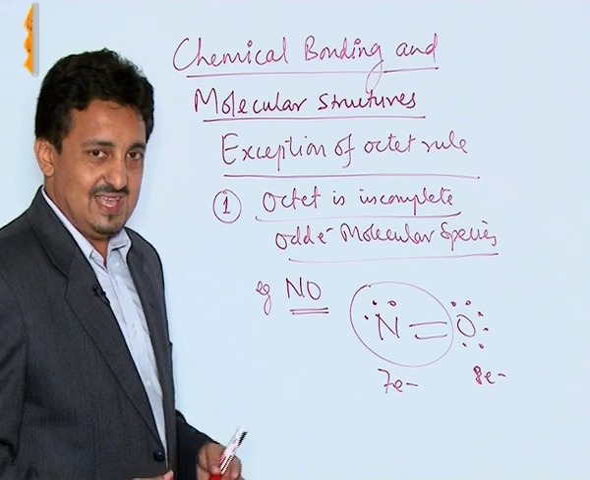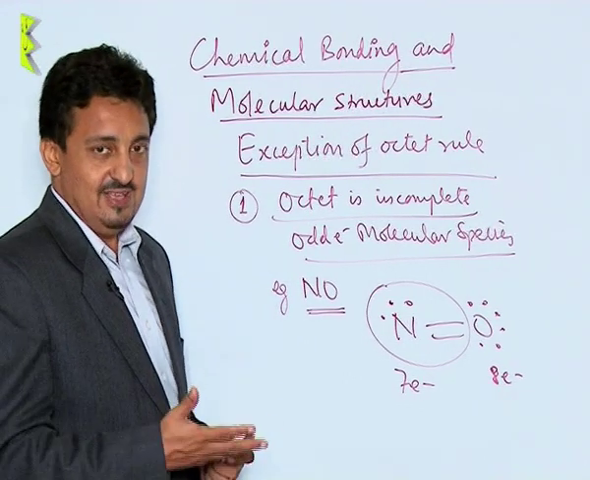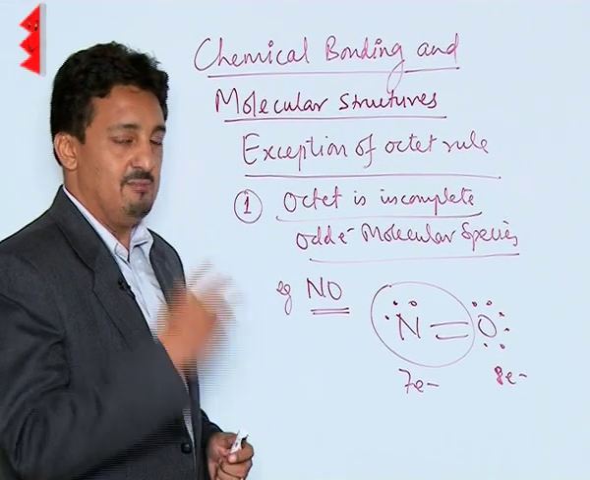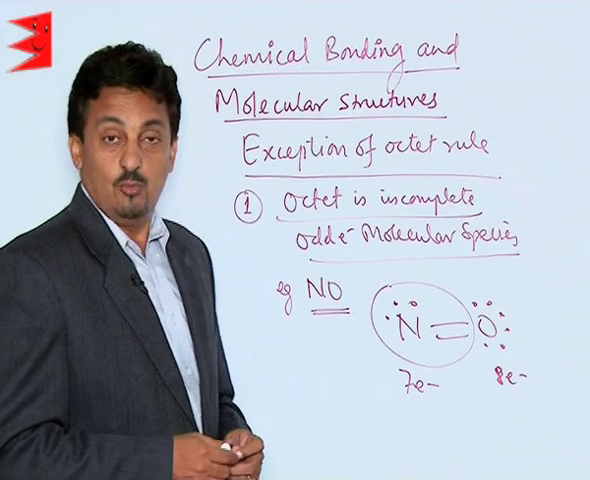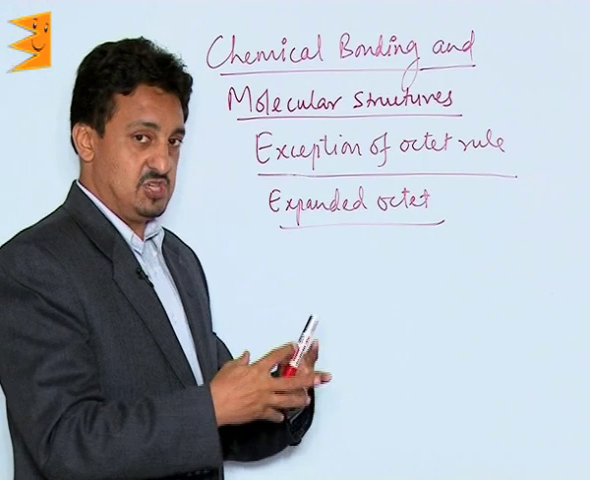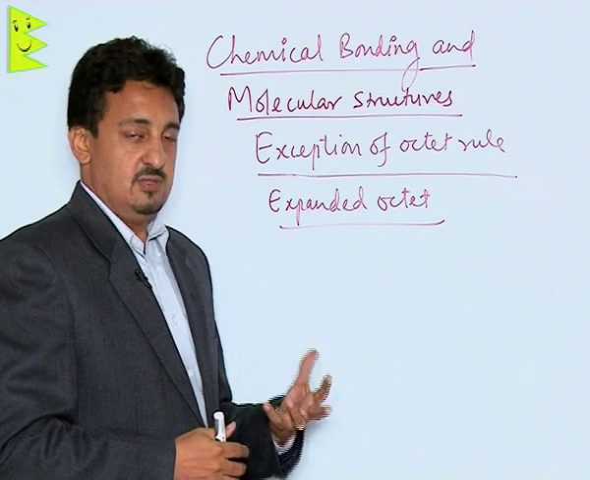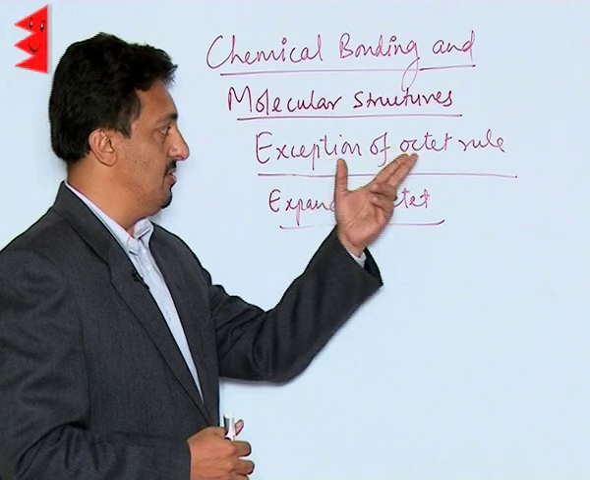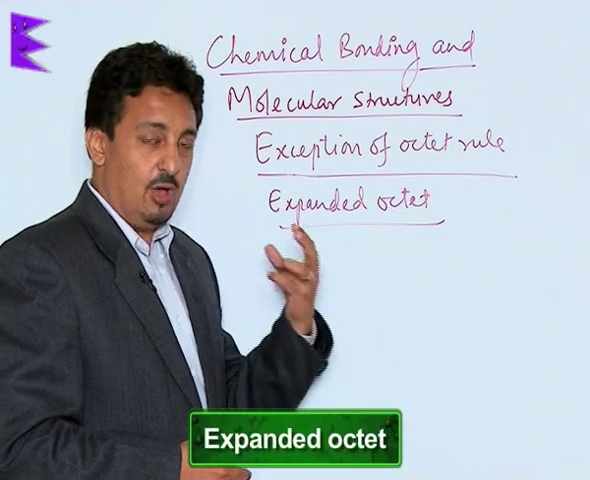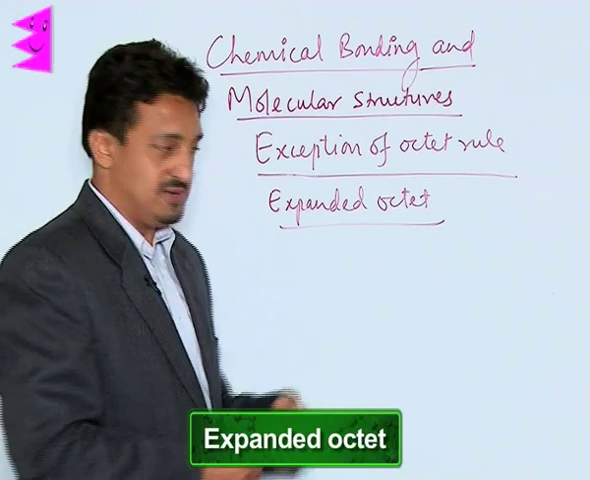Now, let us take examples where we have electrons more than 8. So octet is already there, fine, but the number of electrons with the central atom are more than 8. Now let us take those examples in which the central atom is having more than 8 electrons. Those are exceptions to this normal octet rule, and we call them expanded octets, the molecular species with the central atom having expanded octet.